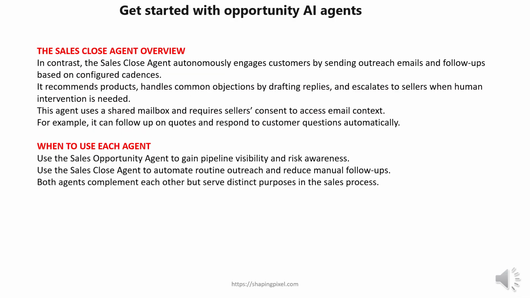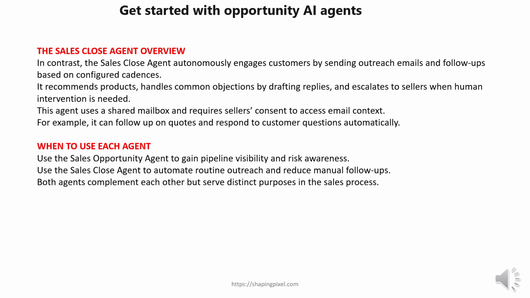In contrast, the Sales Close Agent autonomously engages customers by sending outreach emails and follow-ups based on configured cadences. It recommends products, handles common objections by drafting replies, and escalates to sellers when human intervention is needed. This agent uses a shared mailbox and requires sellers' consent to access email context. For example, it can follow up on quotes and respond to customer questions automatically.